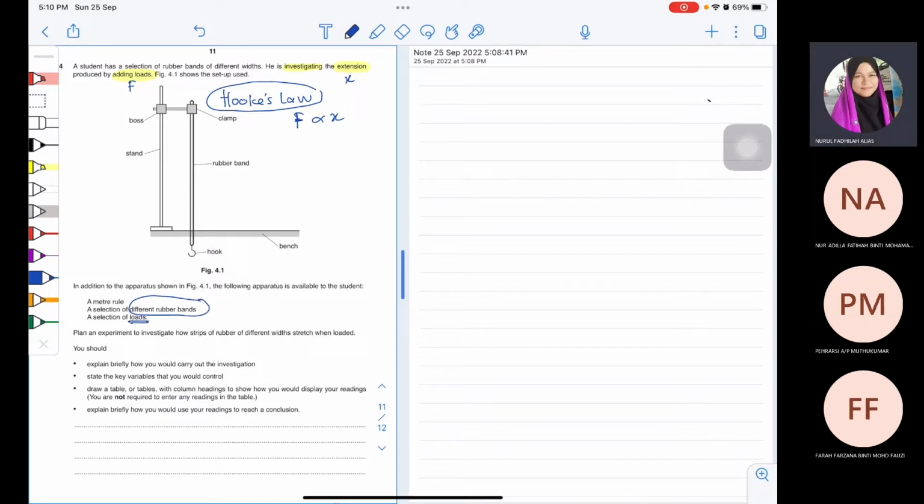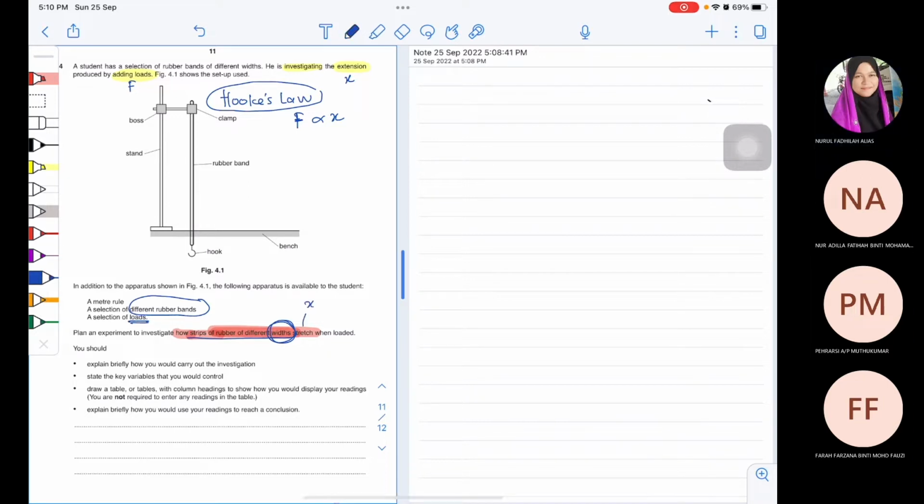Plan an experiment to investigate how strips of rubber band of different widths stretch when loaded. Okay, now this is the actual question. You have to answer the question. The question wants you to look at how the strips of rubber band of different widths stretch when loaded. Stretch here means the extension. Rubber band width is the force. Explain briefly how you would carry out the investigation. Okay, so that's the procedure.